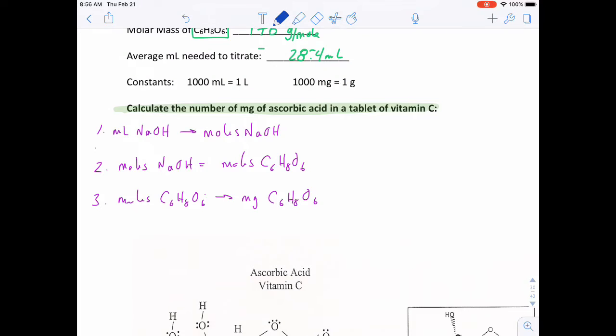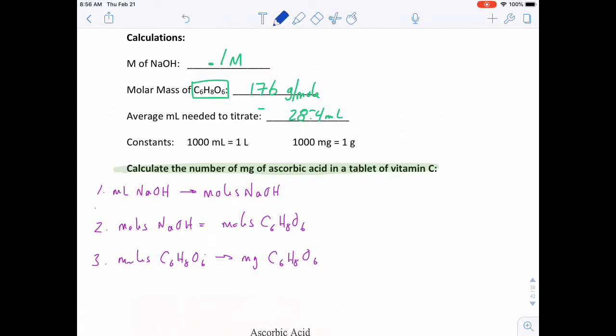It's another way to do this problem. 3 steps. I'm going from milliliters of sodium hydroxide to moles, from moles of sodium hydroxide to moles of ascorbic acid, and moles of ascorbic acid to milligrams. I need to know milligrams of ascorbic acid. I don't know about it. What I do know is I know how many milliliters of sodium hydroxide I used. That's where I'm going to start.